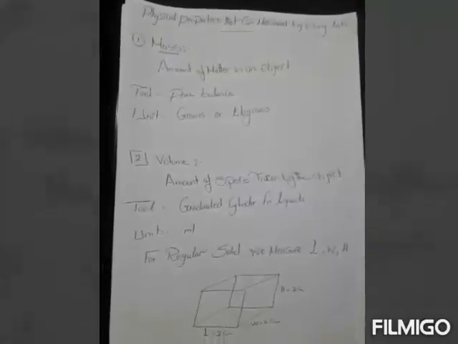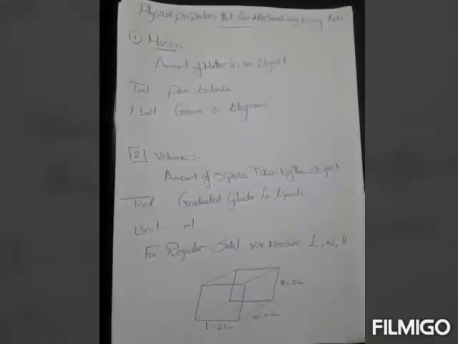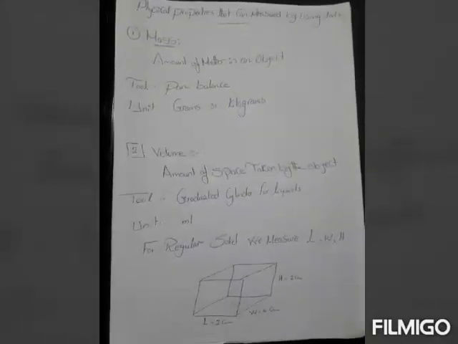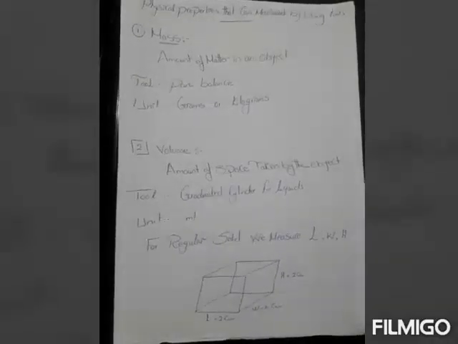The second method for identifying physical properties of different matter is by using tools. First, we can identify the mass of matter. What's the meaning of mass? Mass is the amount of matter in an object.